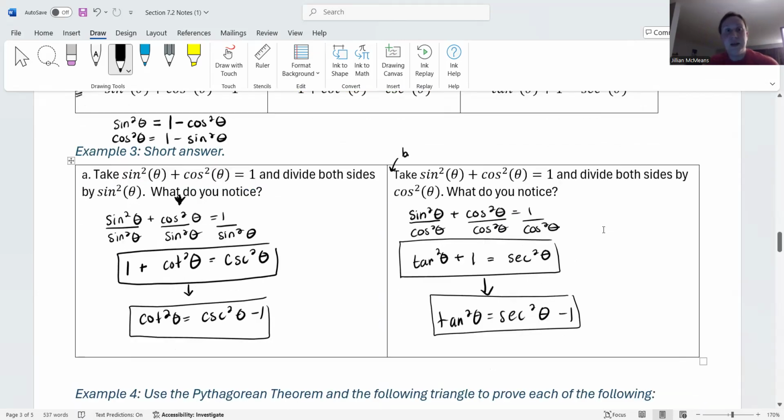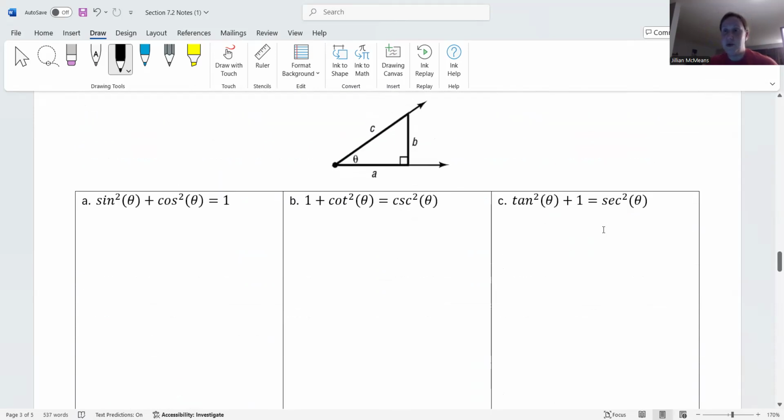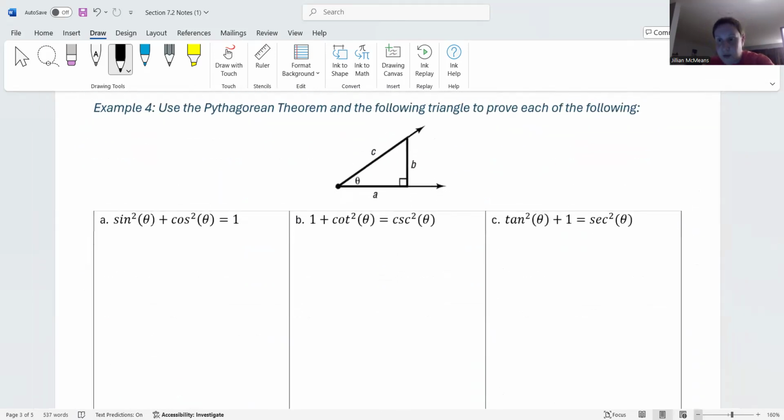Okay, let's look at example 4. So example 4 is a little tricky. It says, use the Pythagorean theorem and the following triangle to prove each of the following. Okay, now we've got a right triangle here. And remember, the Pythagorean theorem says a squared plus b squared equals c squared. So we know what c squared equals.